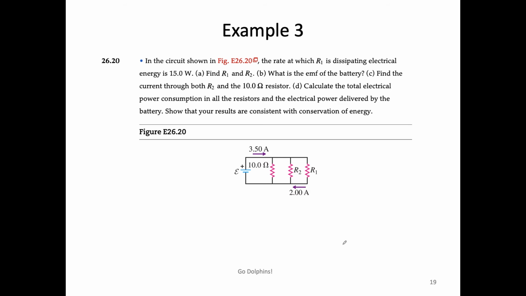Okay, the last example. You have the circuit like that. What we know is P1 is 15 watts, and the total current here is 3.5. Current here is 2. We want to find out R1, R2, find out the epsilon, and find out the current going through the 10 ohms.